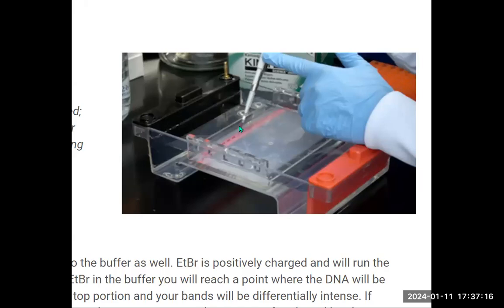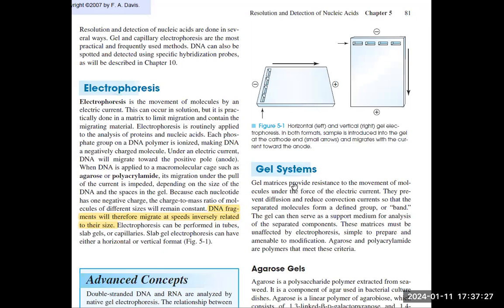See, this is the way to load it. This is our agarose gel electrophoresis setup, and the good thing is we have this in our lab. So here, gel matrices again provide support, and we need distinct band formation. And then the good thing is that it's simple to prepare the agarose.